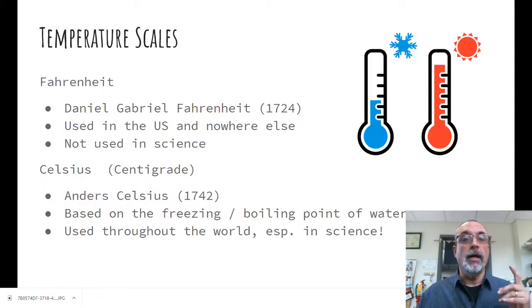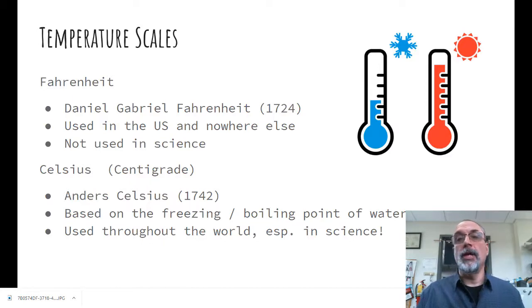You don't use it. You've probably also heard of the Celsius scale, which is sometimes called the centigrade scale. Centigrade literally means 100 degrees. This was created by a physicist by the name of Anders Celsius, 1742. It is set up around the freezing point and the boiling point of water. Freezing point being 0, boiling point being 100 degrees centigrade. And in the 1940s, it was renamed the Celsius scale in honor of his work. It's used everywhere else in the world. It's used in some cases in the United States, but everywhere else pretty much all temperatures are measured in Celsius, and we use it in science all the time.